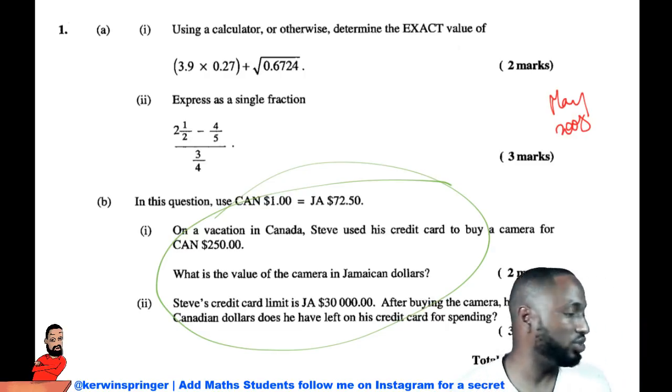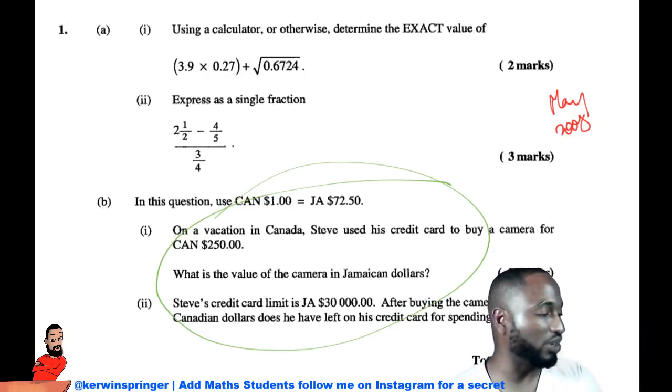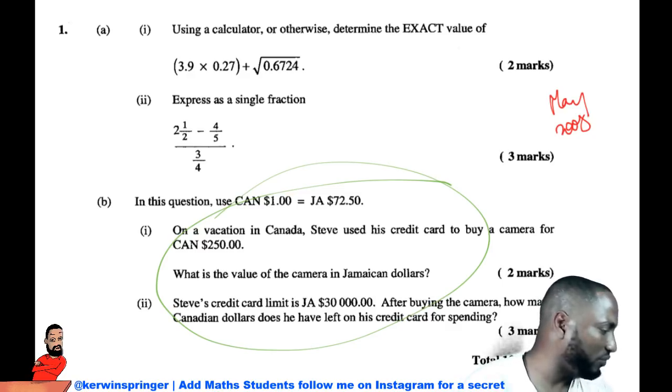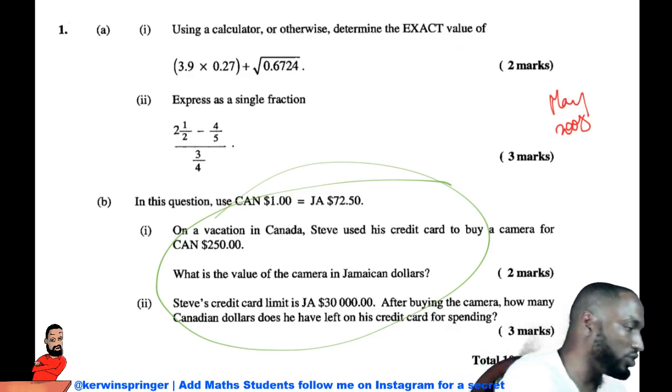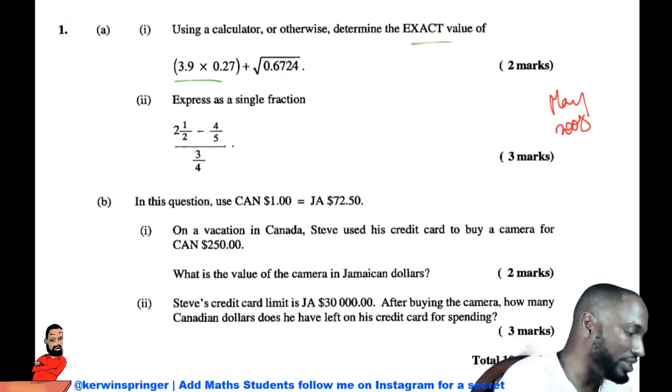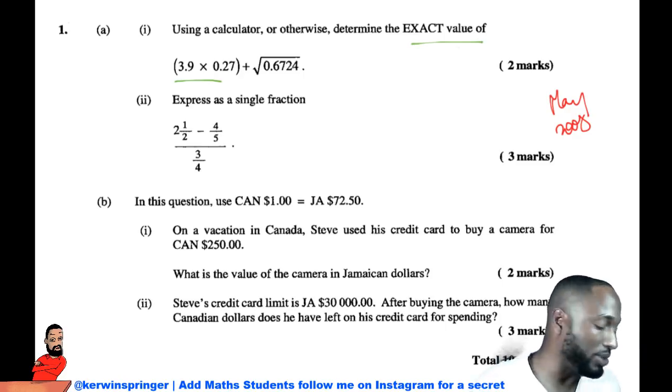Alright, so just do these quickly. This will be practice. We'll run through this question a little faster than the speed we were going at previously, since this looks like a repeat of everything. So 3.29 times that plus the square root of that. They wanted the exact value. Notice how I watch and make sure what they want.